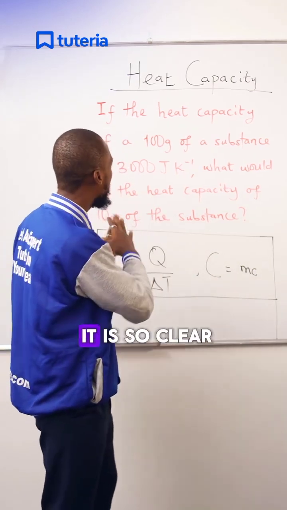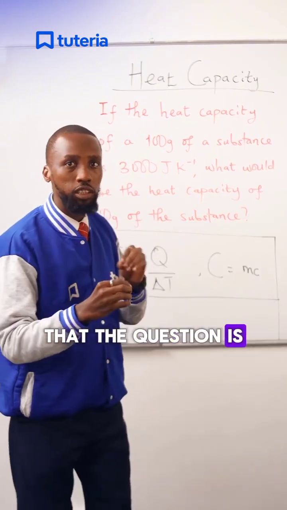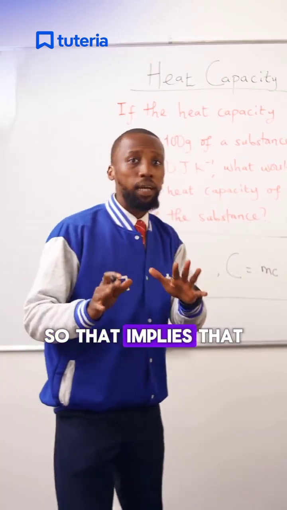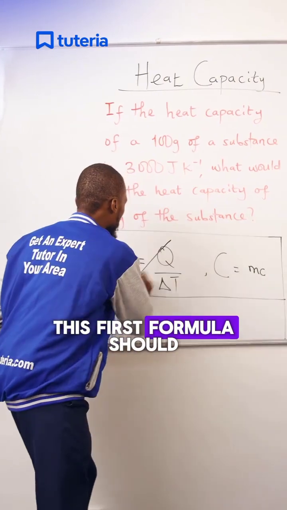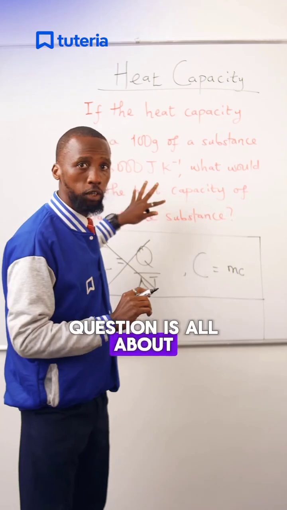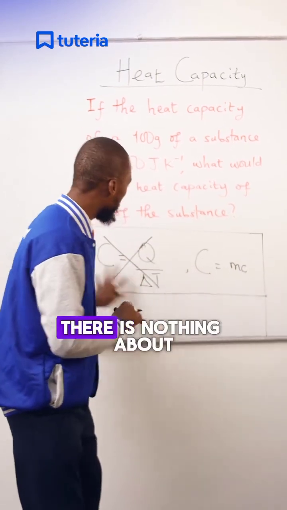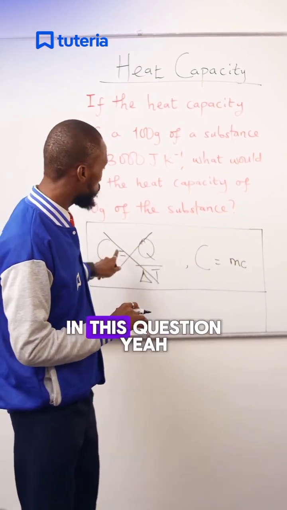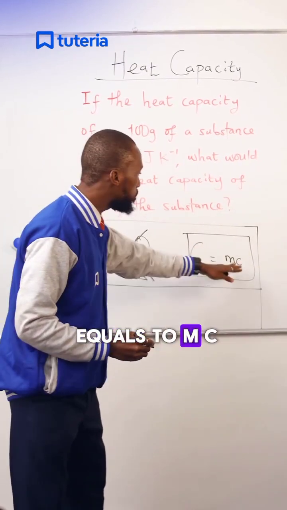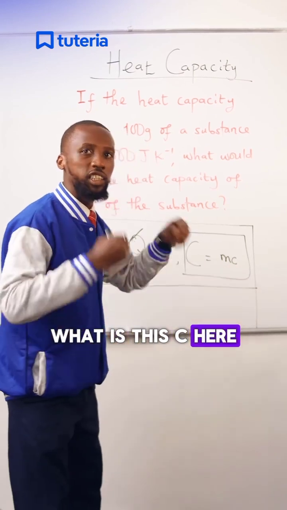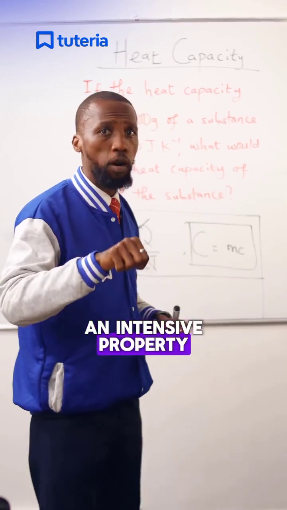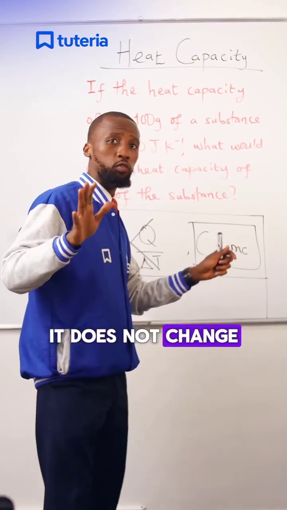From the problem, it is clear that the question is about the relationship between heat capacity and mass. So that implies that the first formula should not be used. Just understand what the question is all about: heat capacity and mass. There is nothing about temperature change in this question. So we are left with just C equals mc. What is this small c here? The specific heat capacity of a substance, which is an intensive property. It does not change with mass.